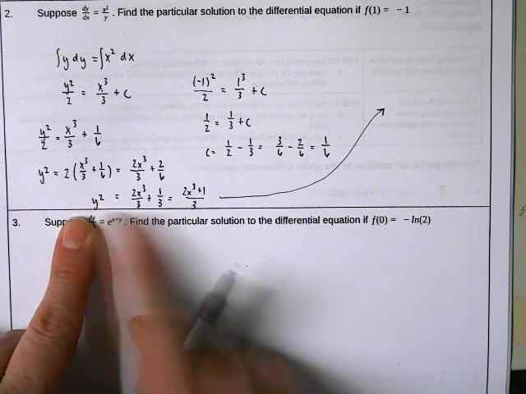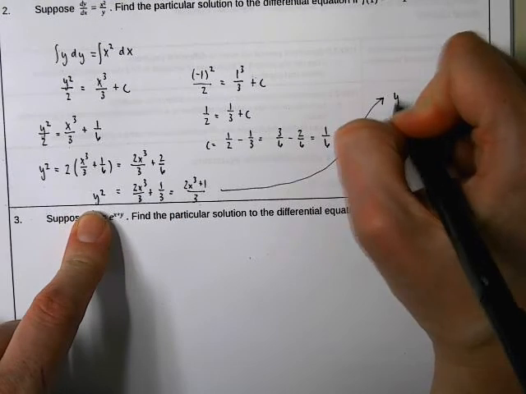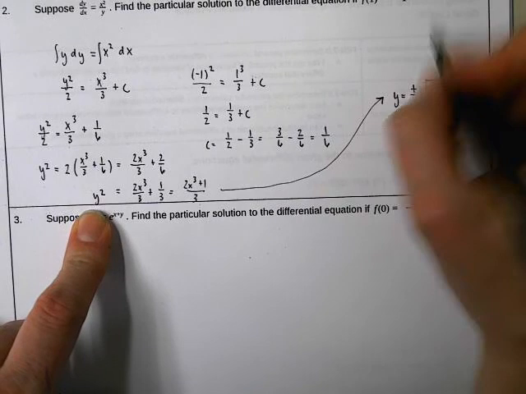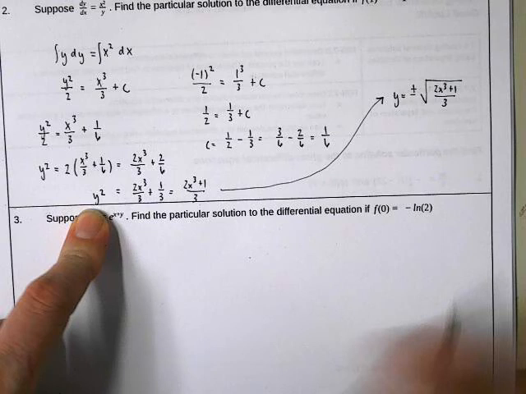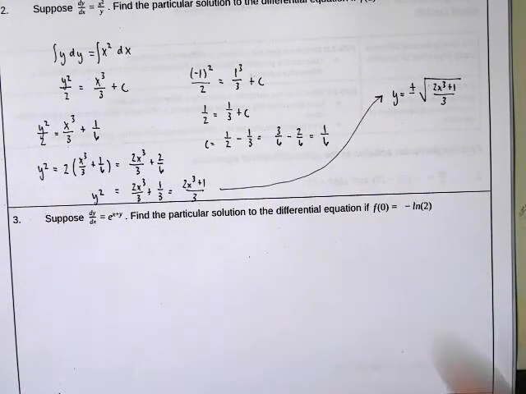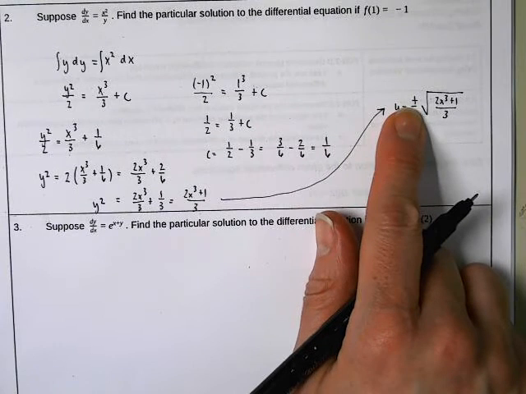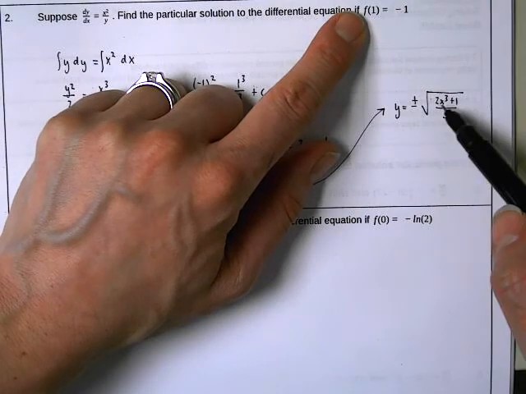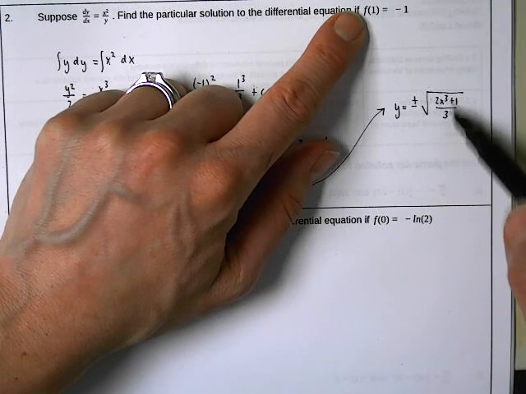So I know y squared is equal to this. So then if I take the square root, I have y is going to be, and again I have to consider positive or negative, the square root of 2x cubed plus 1 over 3. And again, I need to use my initial condition to decide, should it be positive or negative? So let's find, our x value is 1. So if I plug in 1, I'm going to get 2 plus 1 is 3. 3 over 3 is 1.